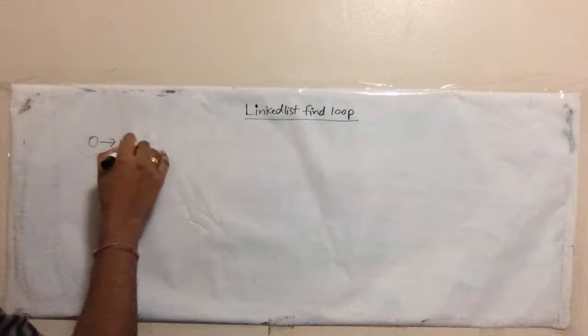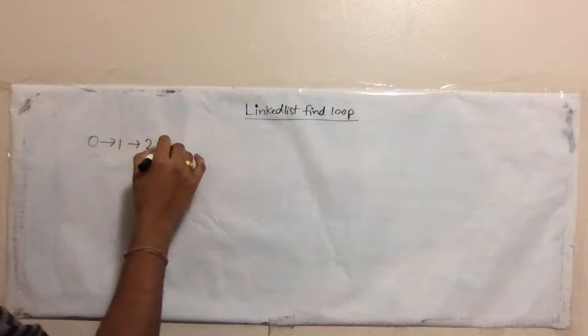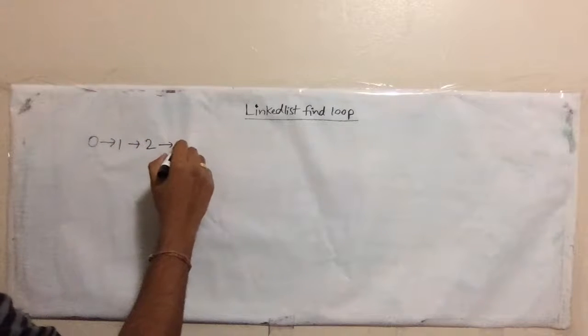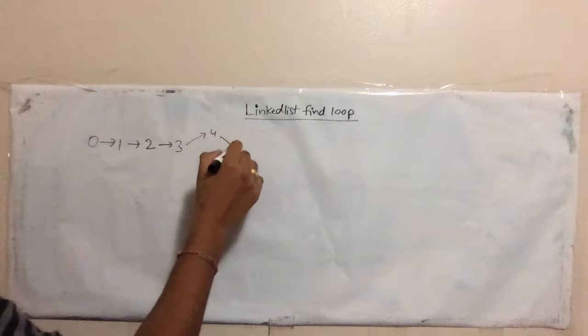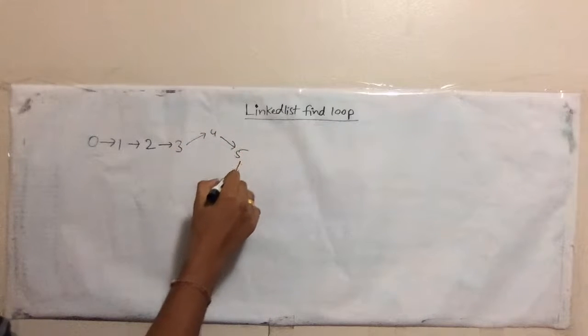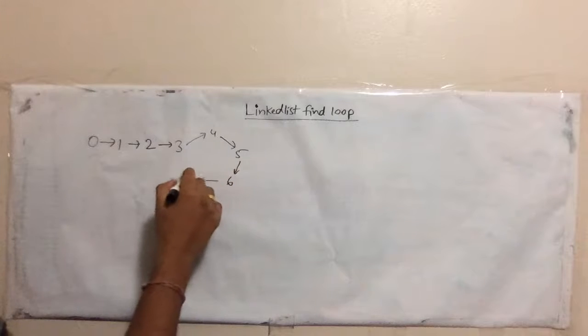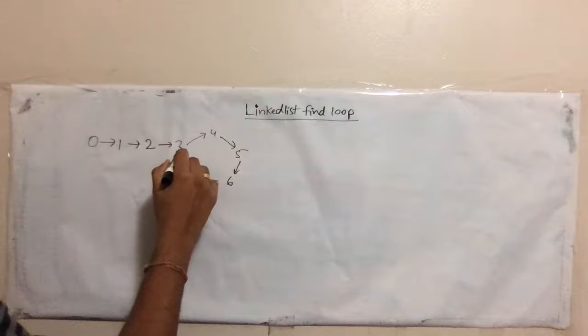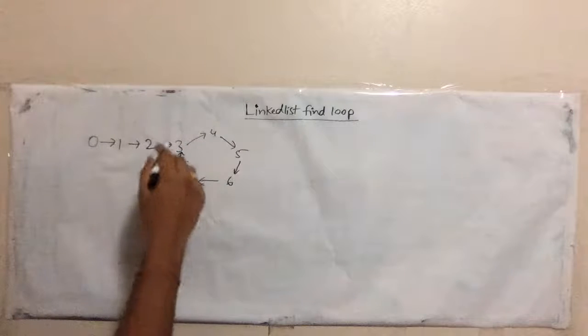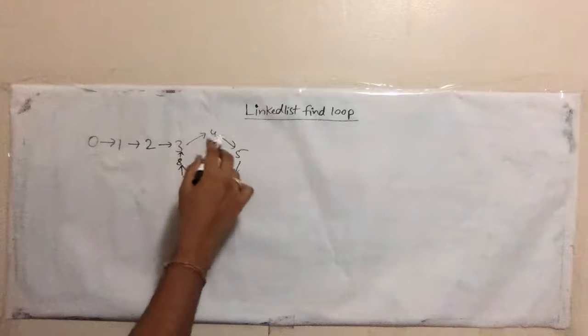0, 1. So this is a singly linked list. 3, and we have been given 4, 5, 6, 7, 8. Yeah, so there is a loop present here.